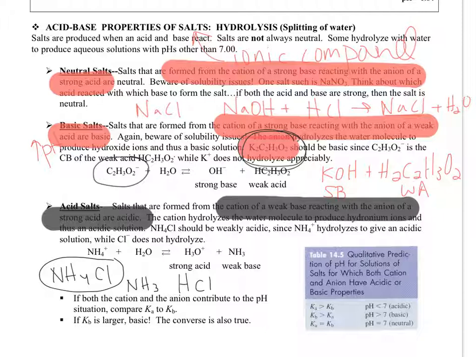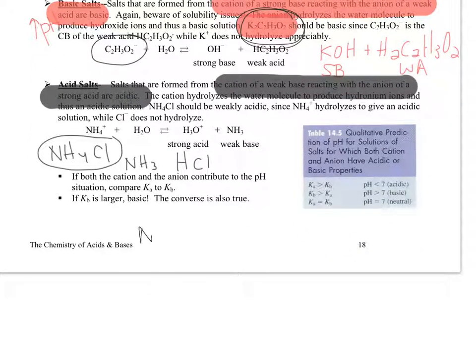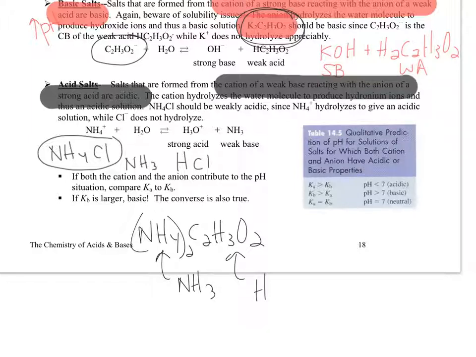If both the cation and the anion are from weak substances, for example, if we had NH4C2H3O2, well, that is from NH3, which is a weak base, and that is from HC2H3O2, which is a weak acid. So if that happens, you would have to compare their Ka and Kb values. Okay, and that's if Ka is greater, it's acidic. If Kb is greater, it's basic. And if they are the same or really, really close together, then that's going to be a neutral salt.